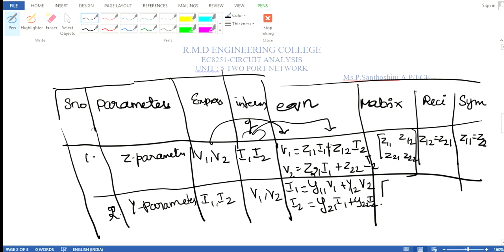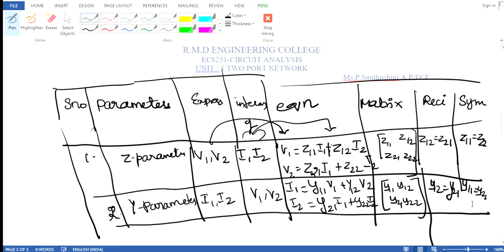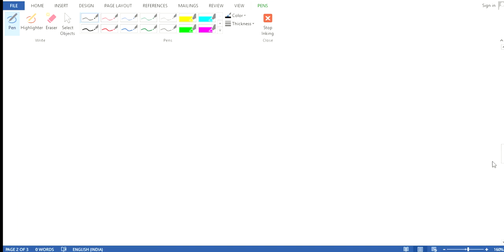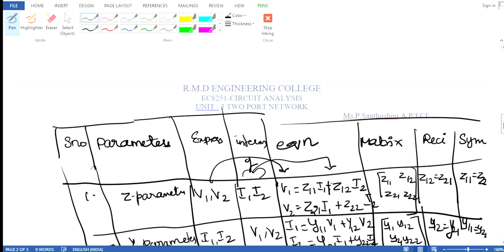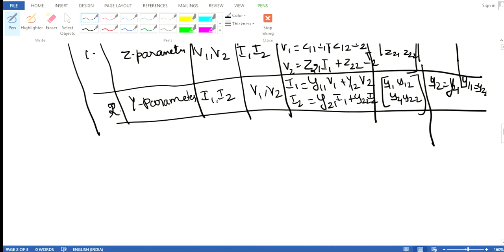Yeah. Write the matrix: Y11, Y12, Y21, Y22. Then followed by reciprocity. Can you tell me the reciprocity? Y12 will be equal to Y21. And the last one will be symmetry, Y11 equal to Y22. Do you understand the two parameters? So out of 6, we can use 4 parameters. So 2 parameters will not be there. Okay.